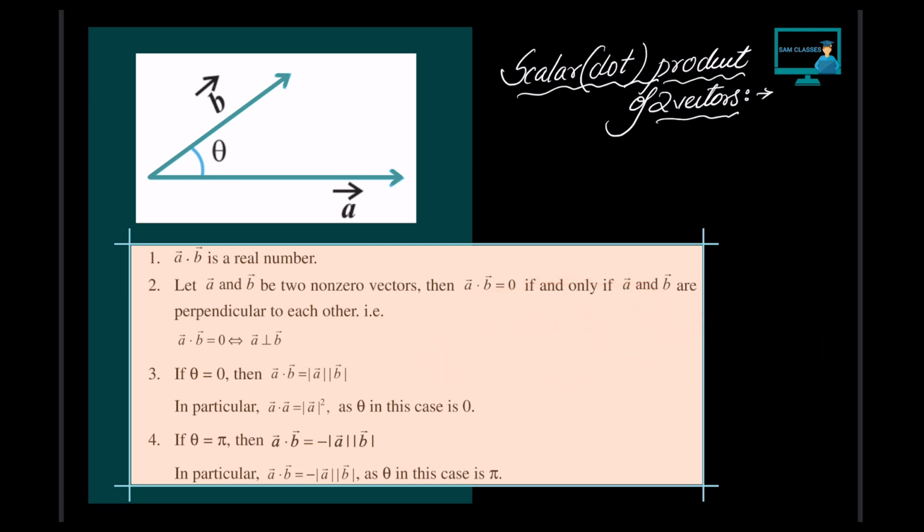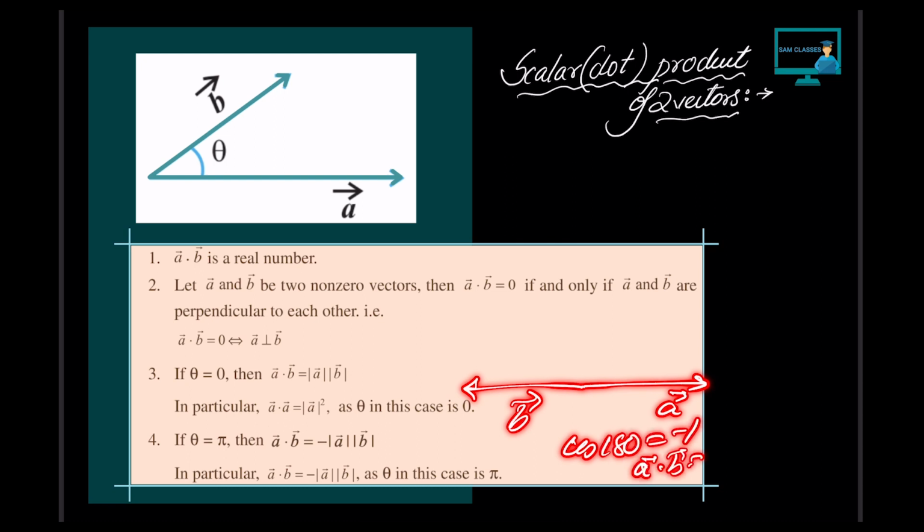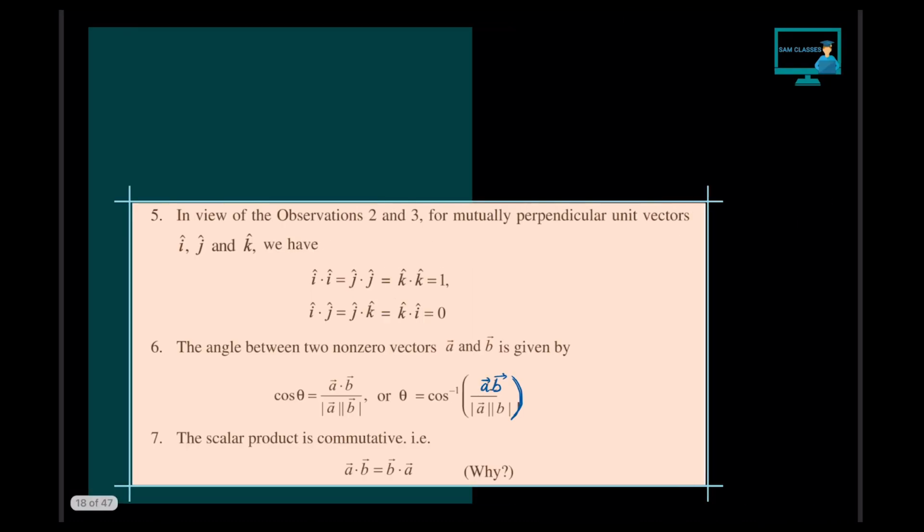Next, if the angle between them is 180 degrees, we have just taken different cases. One is like this, the other is like this, A vector and B vector. We know cos 180 is minus 1. So in that case, A vector dot B vector is equal to mod of A, mod of B into cos 180, which is minus 1. So it is minus times this whole thing. These properties are very important.